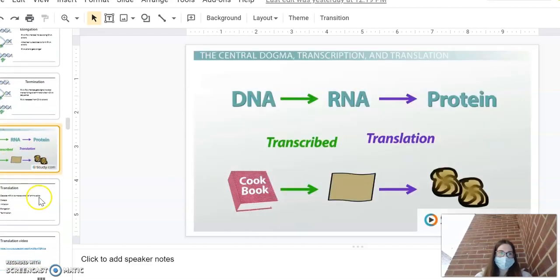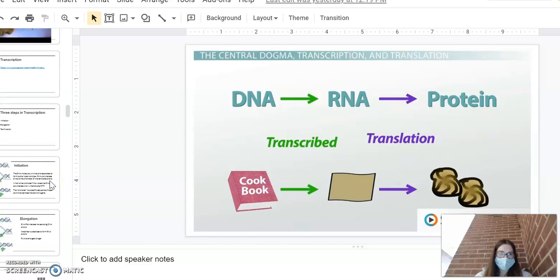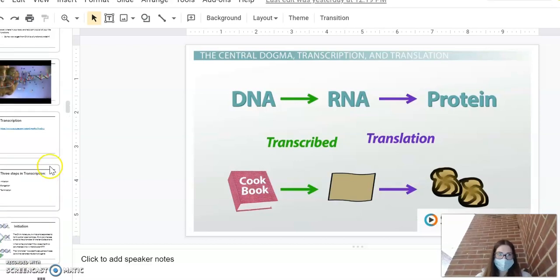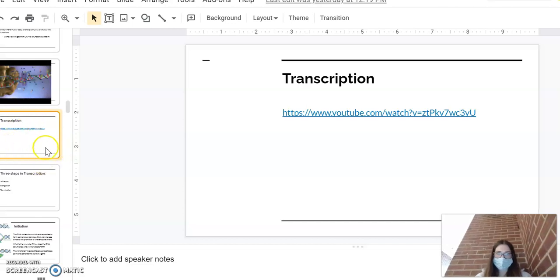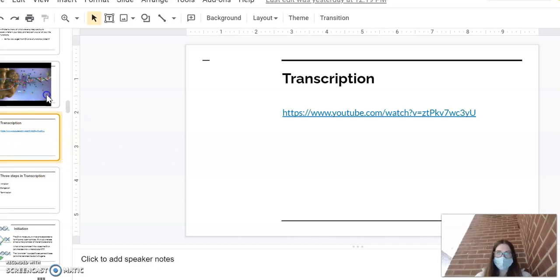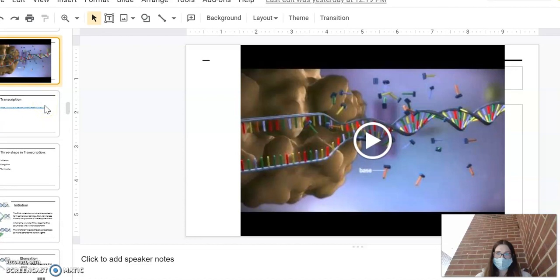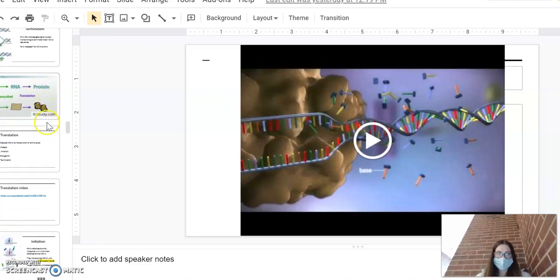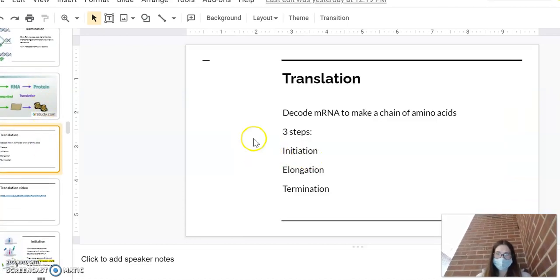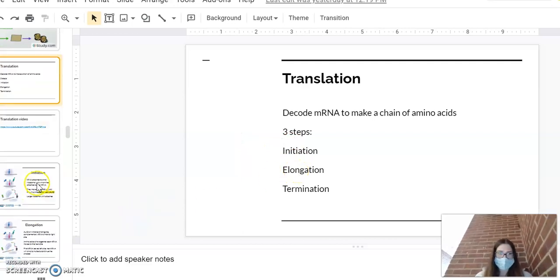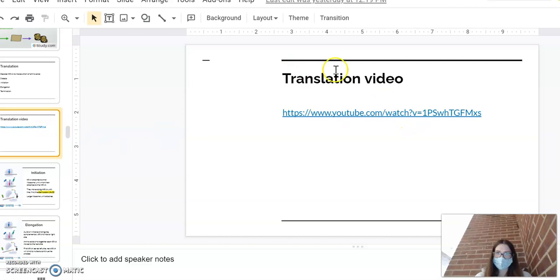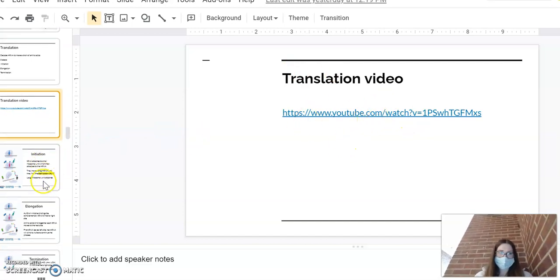Like I said in class, if you feel like you need to watch this animation again, definitely go back and look at the animations I assigned in class. This animation right here on slide 22 is also excellent, and then this one that we watched in class is really good. Okay, so that was transcription, translation. Again, same steps, initiation, elongation, termination. Here's another good animation video to watch if you would like a little review.